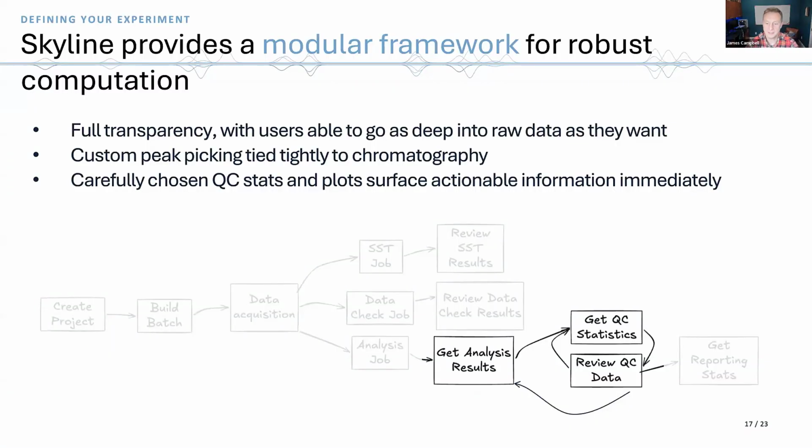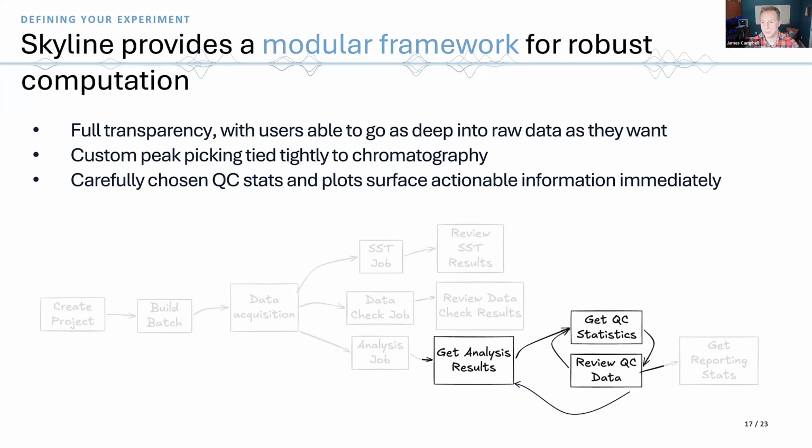And then finally, we use Skyline as a way to provide a modular framework for robust computation. So we can give users full transparency into all of the data processing that happens while also not forcing them into any data processing at all.